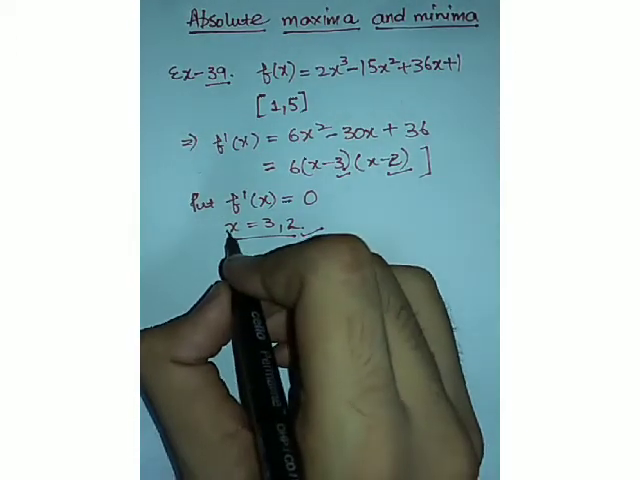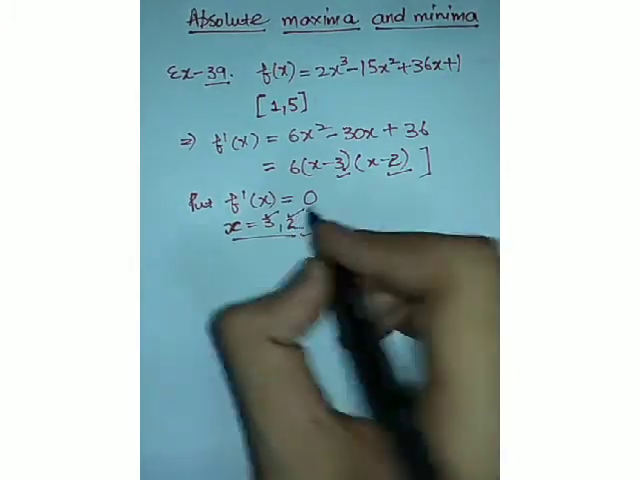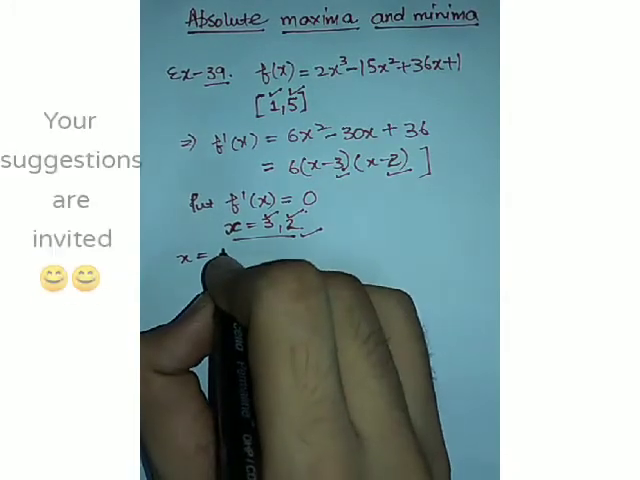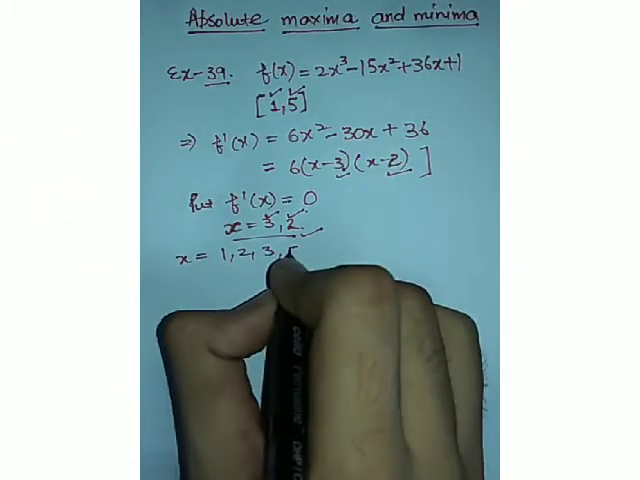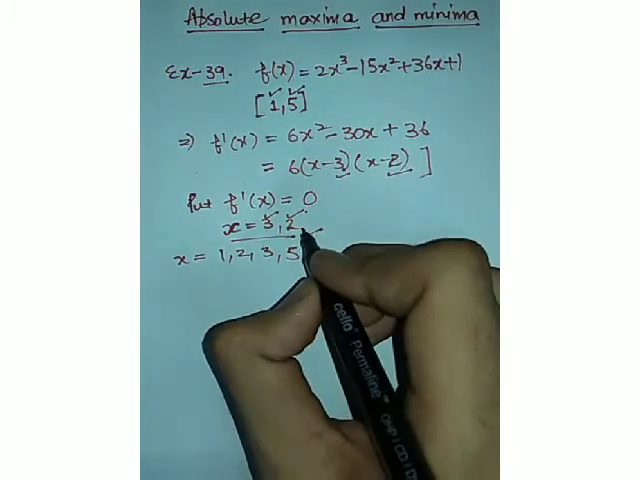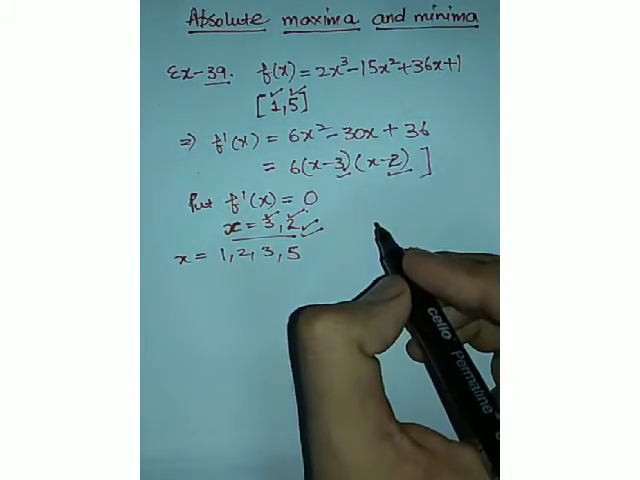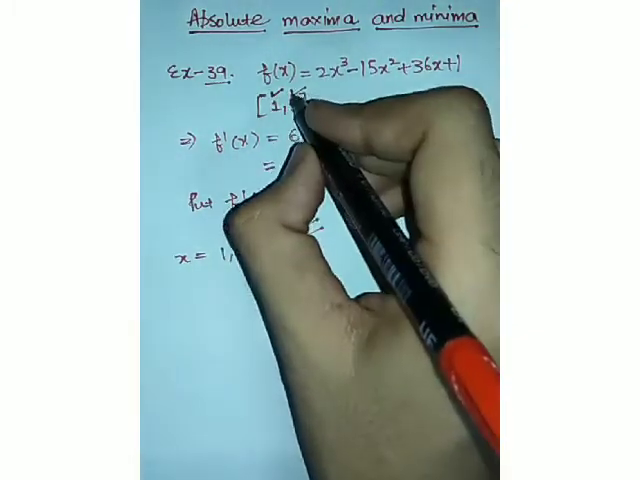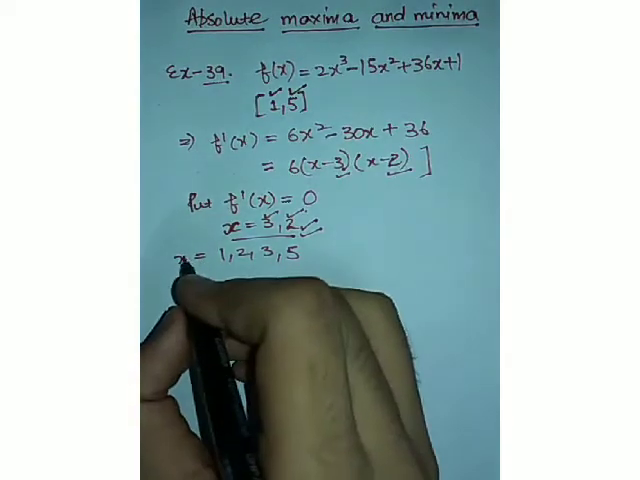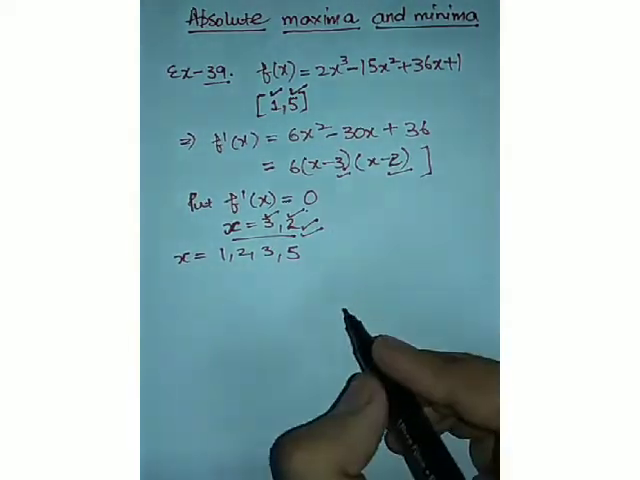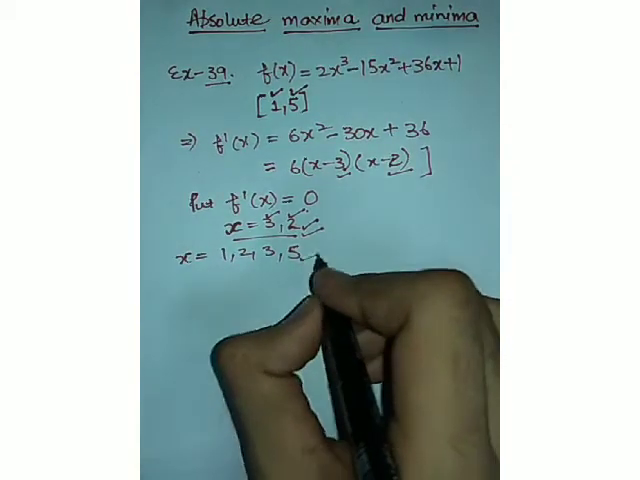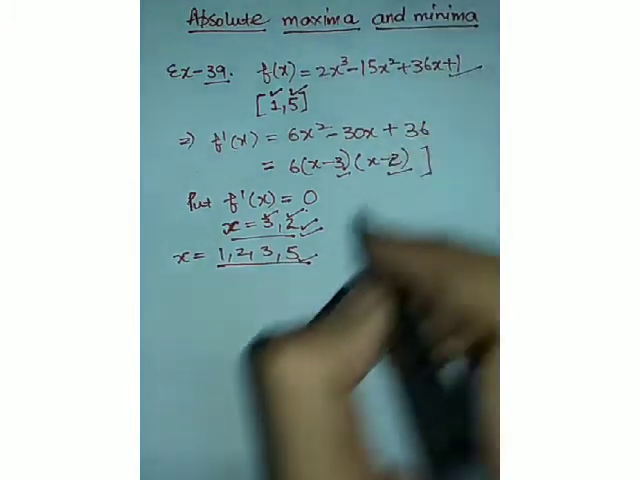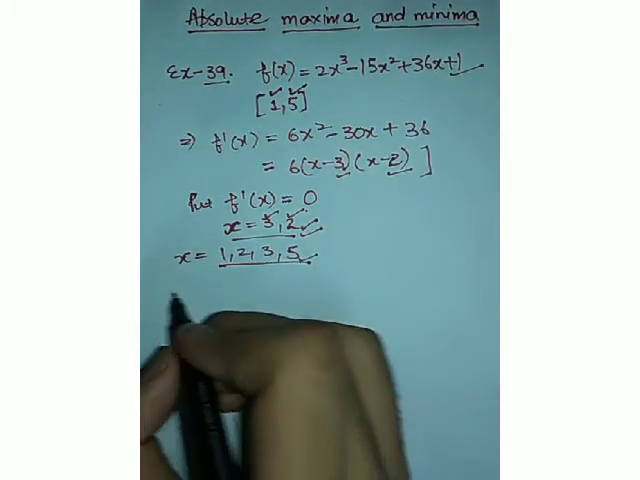You don't have to do anything, just consider these two values and consider the end points of the given interval. So how many values are there? 1, 2, 3 and 5. These are the values because these are the two critical points that we have gotten from our derivative, and these are the end points of the given interval. You have to consider the end points as well as the values which you discovered by putting f dash x equal to 0. So now substitute these 4 values in your function only. That's it. You don't have to do anything else.